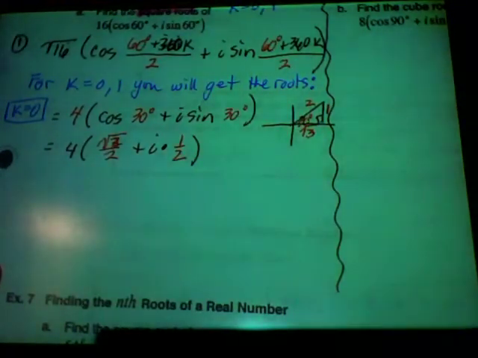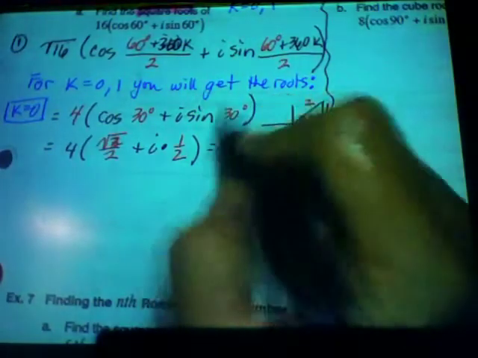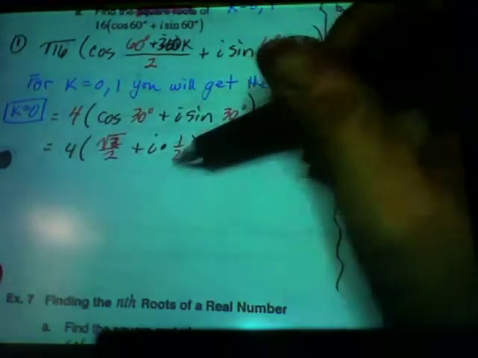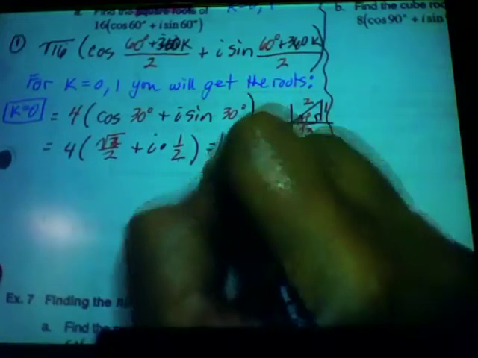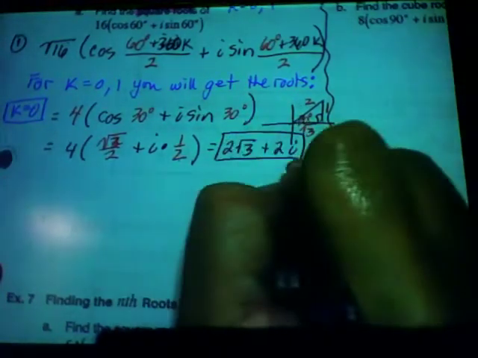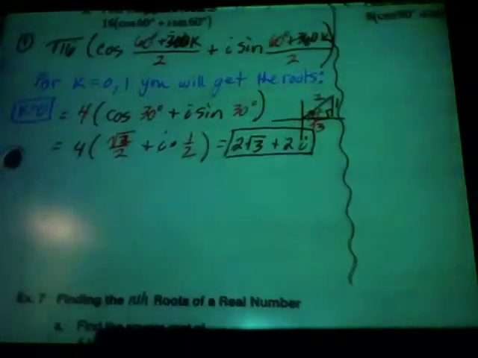And then distribute your 4. Won't the 2 divide into 4 twice? So won't you get 2 radical 3? And then won't the 2 divide into 4 here twice? And won't you get plus 2i? There's one answer, a complex number answer. So that's one of the roots.